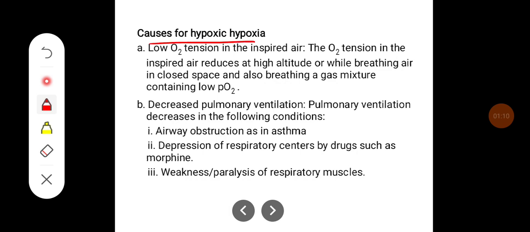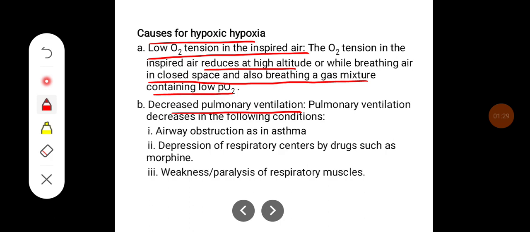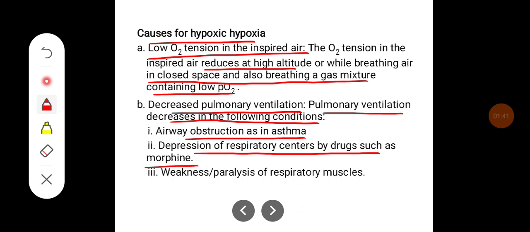Some of the causes for hypoxic hypoxia: low oxygen tension in the inspired air. The oxygen tension in the inspired air reduces at high altitude, or while breathing air in a closed space, and also when breathing a gas mixture containing low PO2. It can also occur because of decreased pulmonary ventilation. Pulmonary ventilation decreases in conditions such as airway obstruction as in asthma, depression of respiratory centers by drugs such as morphine, and weakness and paralysis of respiratory muscles.